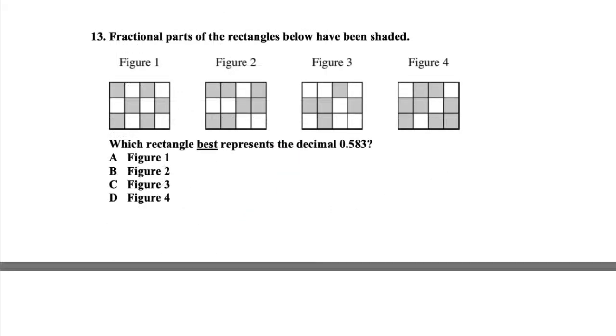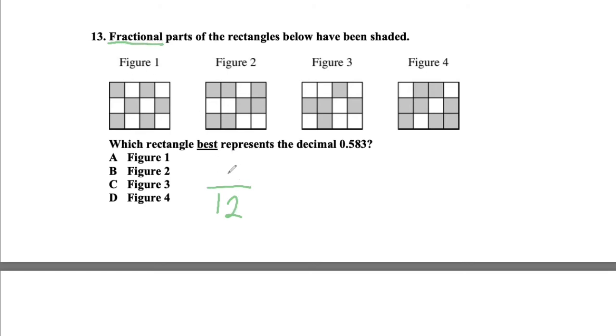Number 13. Fractional parts of the rectangle below have been shaded. Which rectangle best represents the decimal 0.583? So what we're going to do is find the fractional parts of each rectangle. The way that we do that is we're going to count the number of shaded squares versus the total number of squares. So each of these rectangles have 12 squares in total. So since we're creating a fraction for each of the figures, it's going to be over 12.